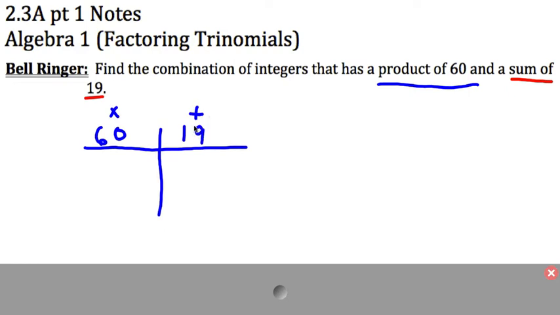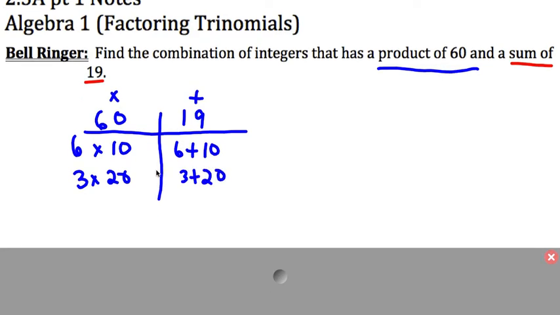So we just start running through some numbers that multiply to give us 60, like 6 times 10. Well, that's not going to add up to 19, right? That's going to add up to 16. I don't know, 3 times 20. 3 plus 20 is not going to give us 19. And we could just keep running through these until eventually we find out 15 times 4 gives us 60, and then 15 plus 4 would give us 19.